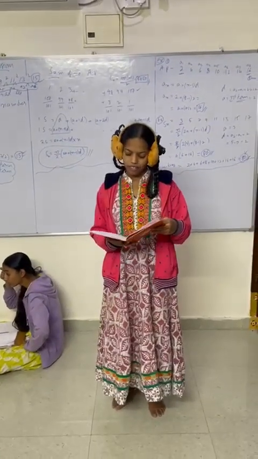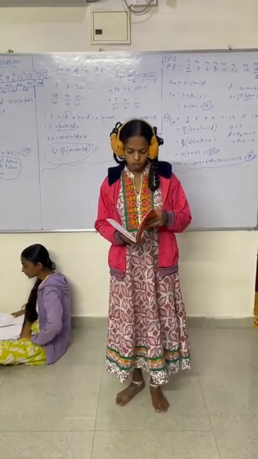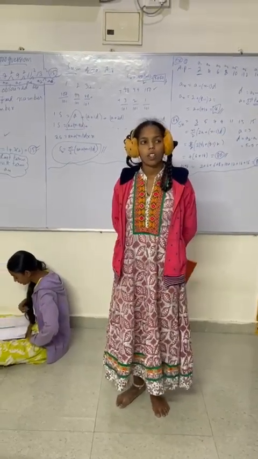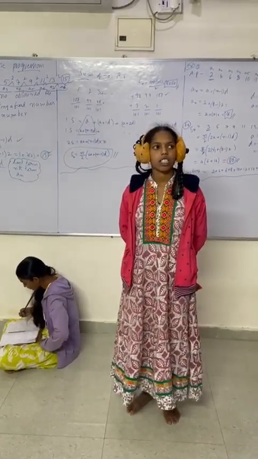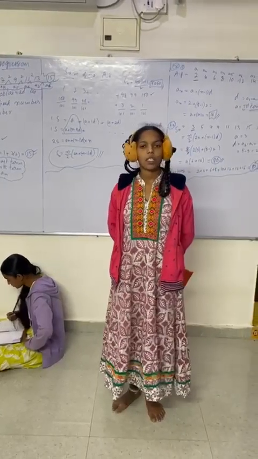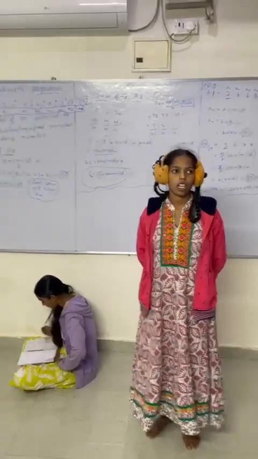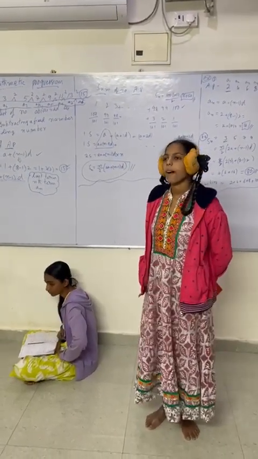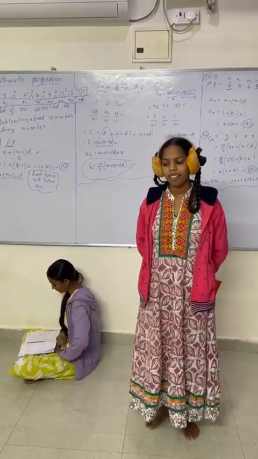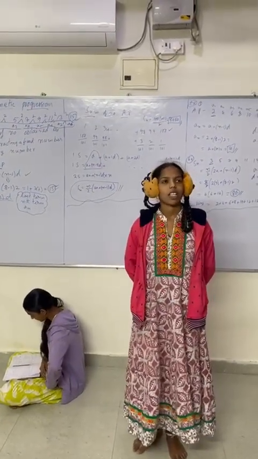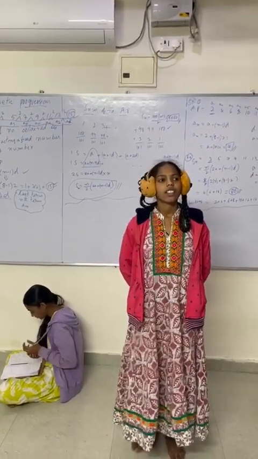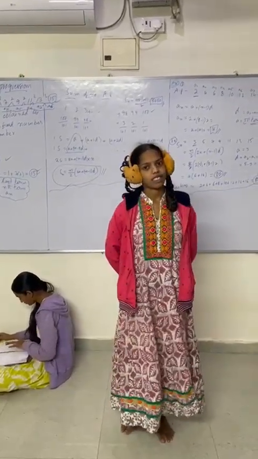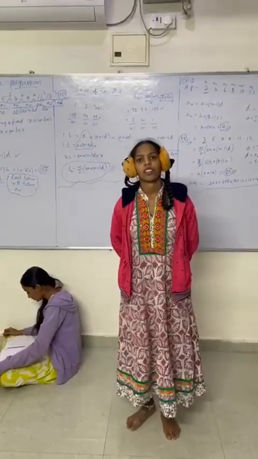Next. Difference between aerobic and anaerobic respiration. Aerobic respiration occurs in the presence of oxygen. Anaerobic respiration occurs in the absence of oxygen. Aerobic respiration takes place in the cytoplasm and in the mitochondria. What is another name of mitochondria? Power house of the cell. Nice. Anaerobic respiration occurs in the absence of oxygen, while aerobic respiration occurs only in the presence of oxygen.